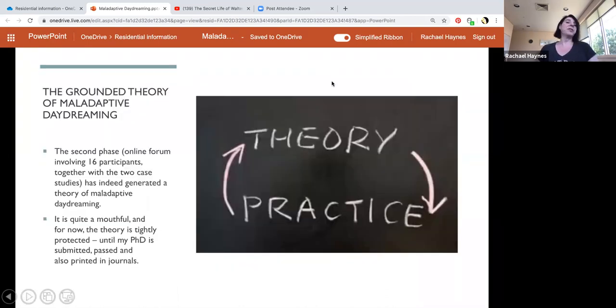So the grounded theory of maladaptive daydreaming has been constructed with an Australian population. Indeed, the second study, together with the first study, has generated a theory of maladaptive daydreaming, which is actually quite unique and different to what already exists. I'm hoping I'm building the anticipation for this theory. Now, the theory is quite a mouthful. You will see when it is published and when I share it.